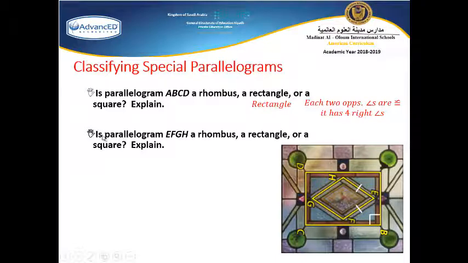The second question. Is the parallelogram EFGH a rhombus, rectangle or square? Since here in the given we have two congruent sides and this is a parallelogram, then each two opposite sides are congruent. Then we have four congruent sides in the parallelogram EFGH. Then this parallelogram is a rhombus.